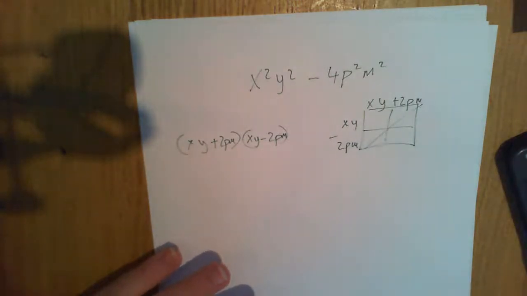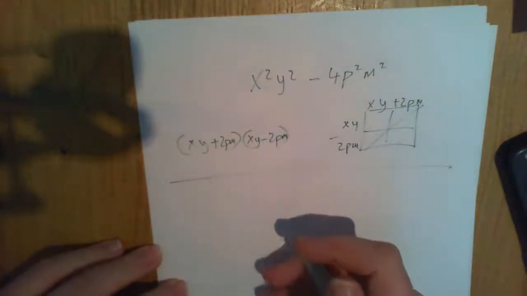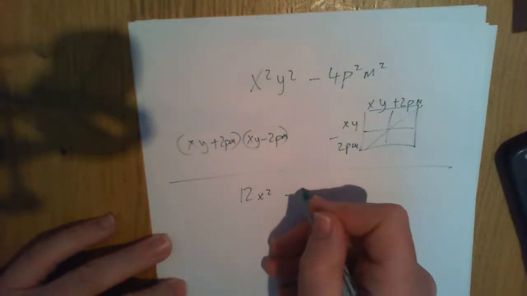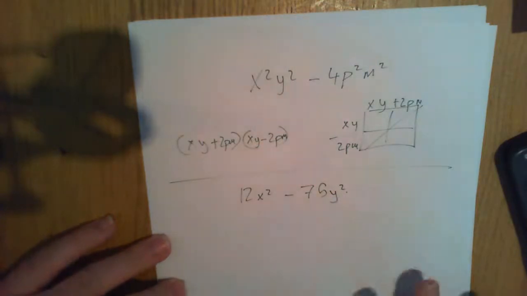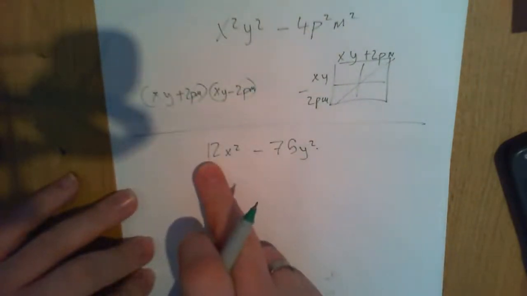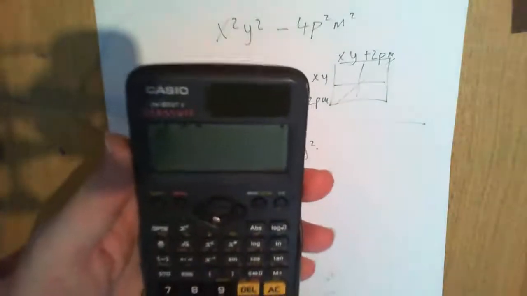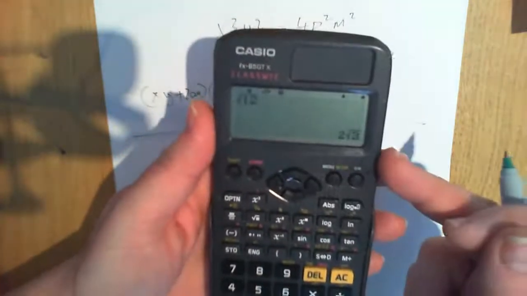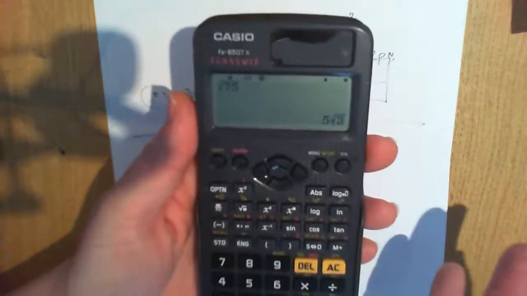Now, sometimes it's not that easy to spot. So, take a look at this example. 12x squared minus 75y squared. Now, there's no square root of 12. That's not a whole number. Same with the square root of 75. That's not a whole number.